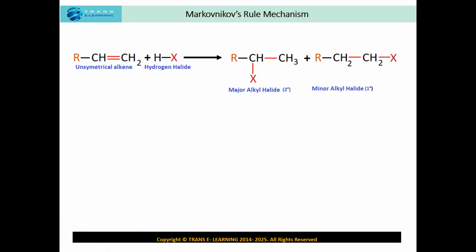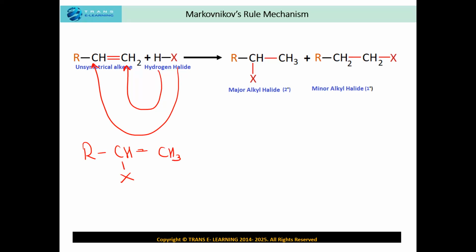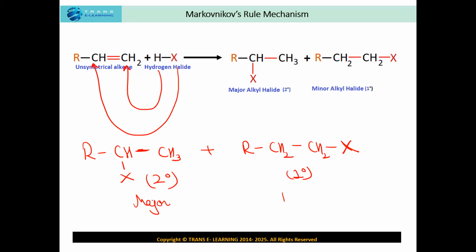So this was the mechanism of the Markovnikov's rule. So I repeat, the richer gets richer. It's quite easy if you want to learn it in this way. That is CH and this is CH3, and the halogen will get attached to it. So you will get the 2-degree alkyl halide and the 1-degree alkyl halide, which will be your minor product. This is your major product and this is your minor product.